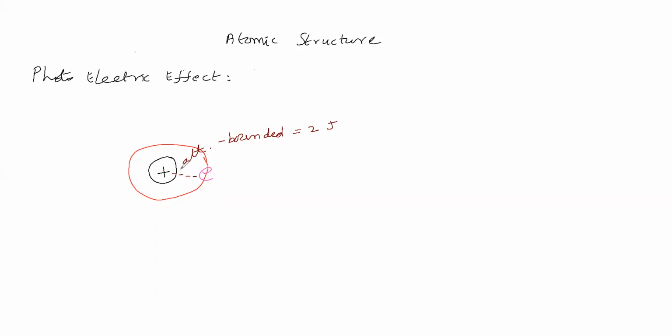Now we will do something externally. We will give radiation. Radiation consists of quanta, and the singular is quantum. We will take a quantum. This quantum is having energy. For example, suppose this energy is equal to 1 joule. So 1 joule of energy is there in the quantum.